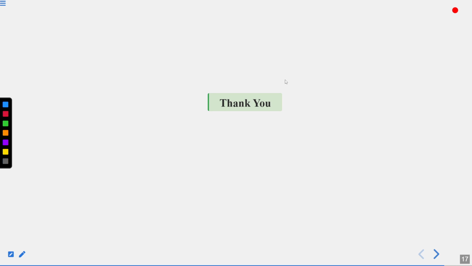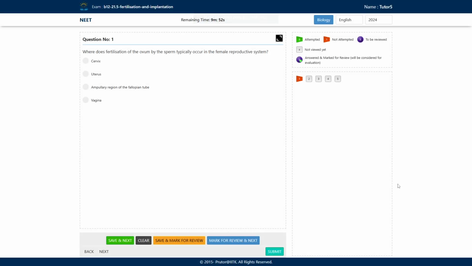Yeah. So now we have discussed the theory. So we have discussed the fertilization and implantation today. Now let's discuss the DPP, which is related to this topic. So let's start with the first question here. Where does fertilization of the ovum by the sperm typically occur in the female reproductive system? So where does the fusion of the male and the female gamete occur? Fertilization means fusion of the male and the female gamete. So what is the site of fertilization they are asking? In the female reproductive system.